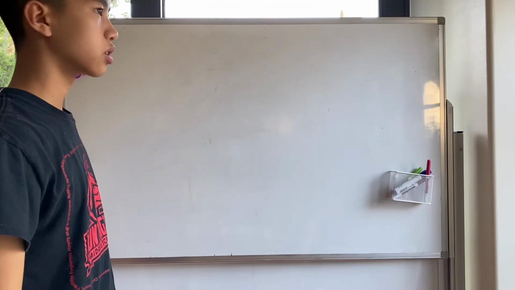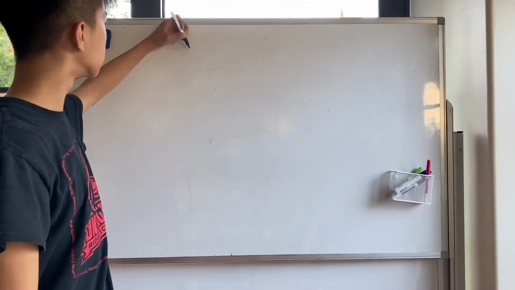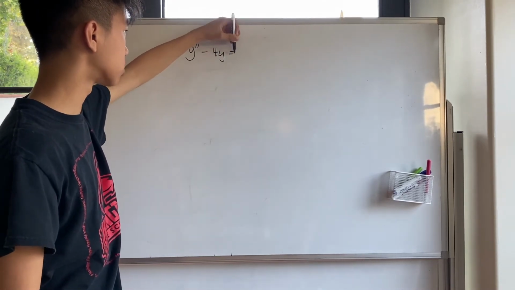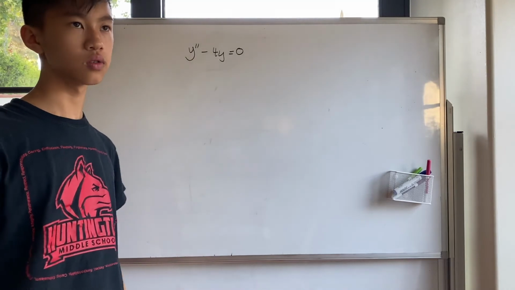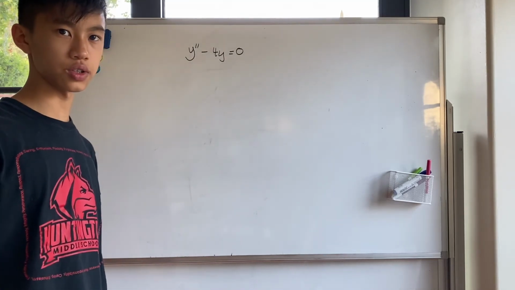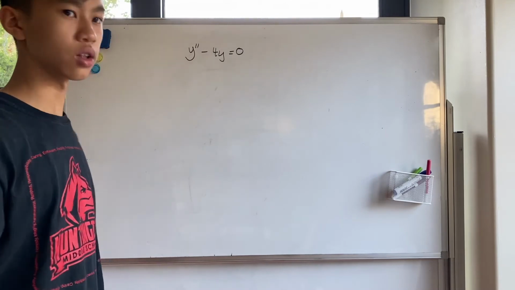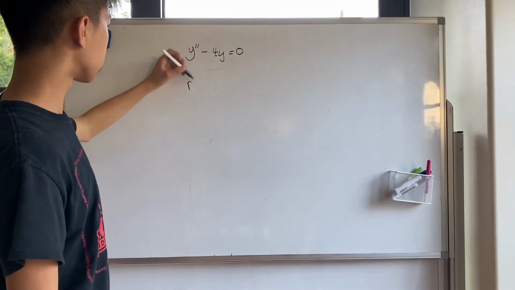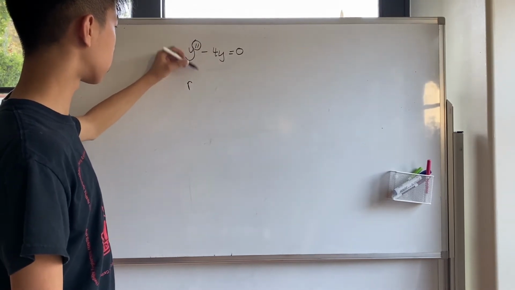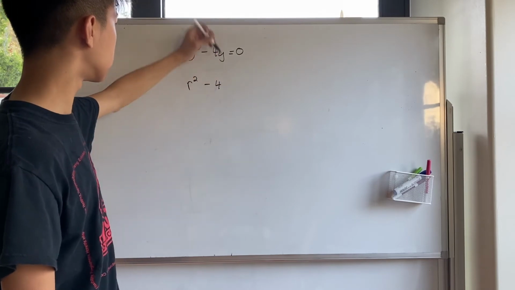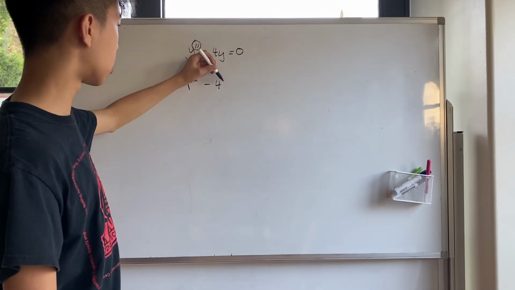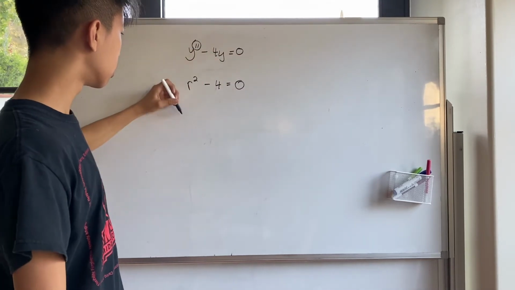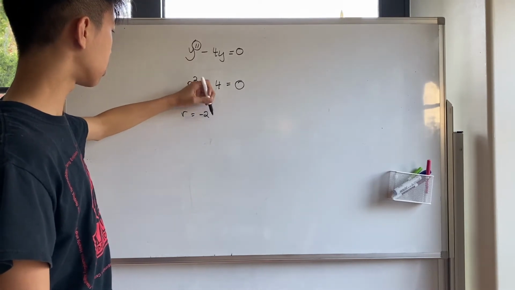So, let's go over some practice problems. Let's say I give you y double prime minus 4y equals 0. What is the solution of this? Well, let's convert this into the characteristic equation. Replace y with r, and then take the derivative order and put that as the power. And then this is a 0 order derivative, so r to the 0 power is just 1, so this is just negative 4 equals 0. The roots of this are going to be negative 2 and 2.